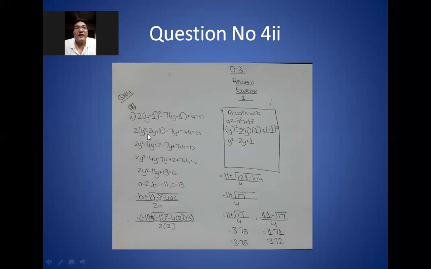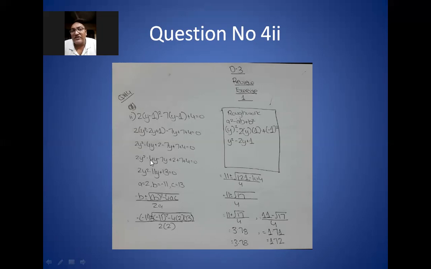So it will be y square minus 2y plus 1 in this bracket, minus this 7y, and minus with plus 7, plus 4 equals 0. This 2 will multiply with this bracket. So you will have 2y square minus 4y plus 2 minus 7y plus 7 plus 4 equal to 0.